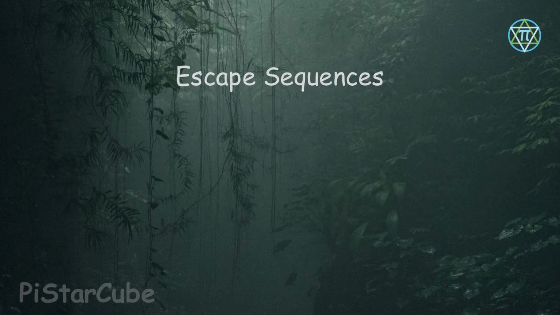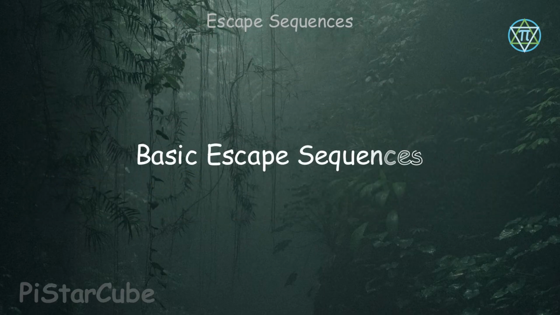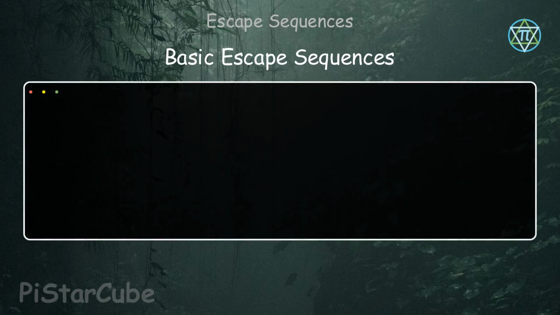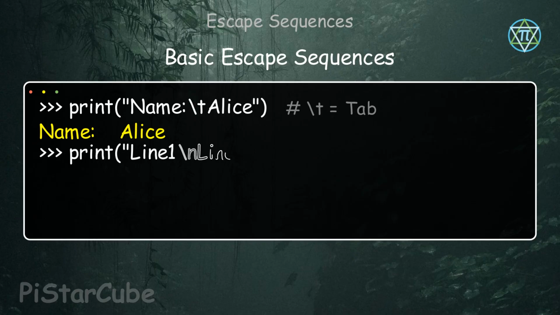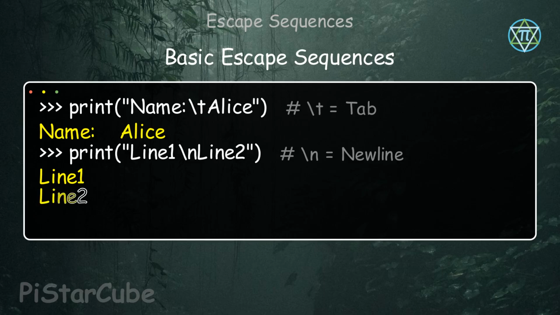Let's talk about escape sequences. Little shortcuts you can use inside strings. First up, the basics. If you write \t inside a string, it adds a tab space. For example, "name\tAlice" will display with extra space between name and Alice. Similarly, \n creates a new line. So "line 1\nline 2" will print as line 1, and in the next line you will see line 2. These tricks are super handy for formatting your output neatly.